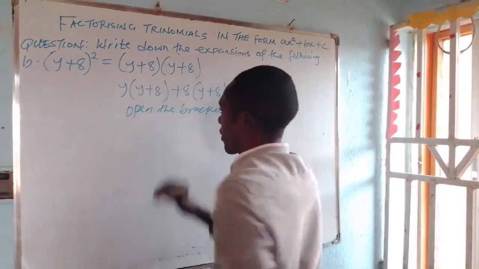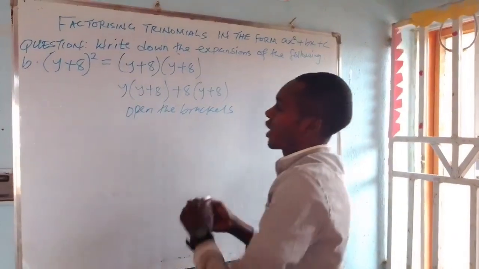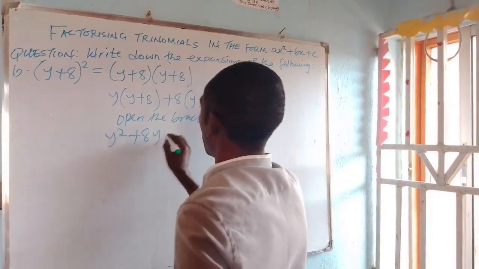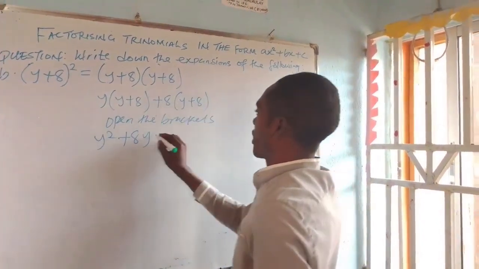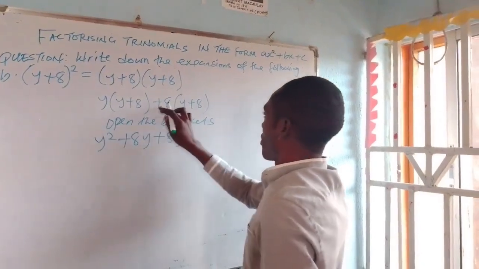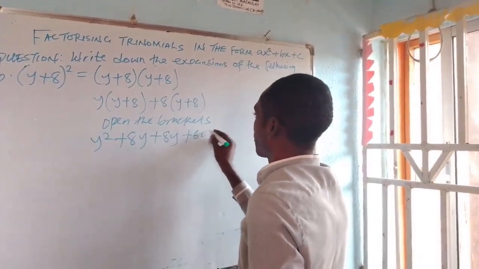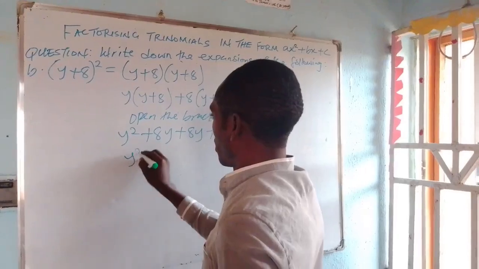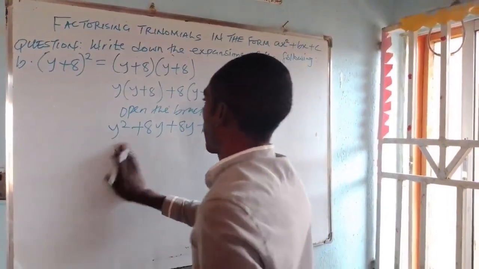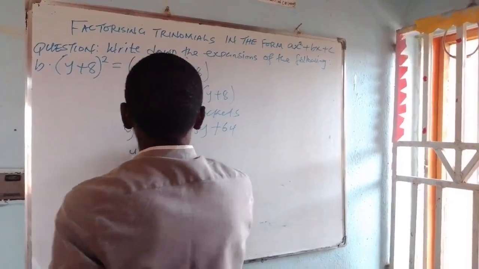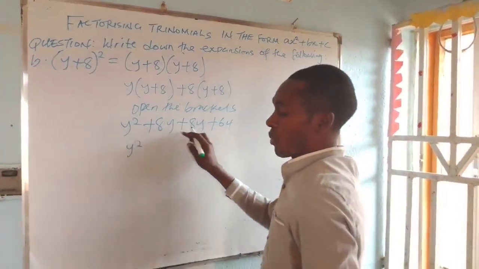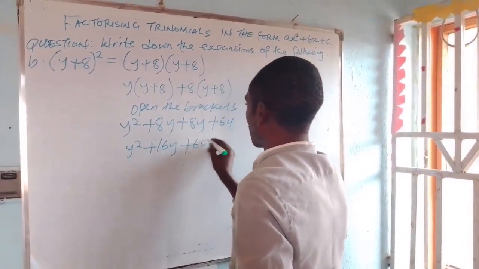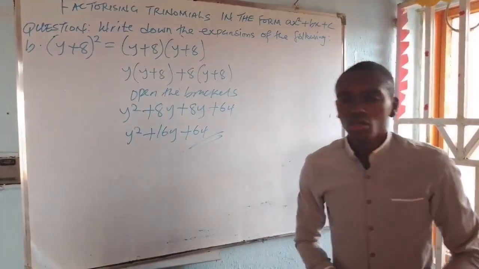So we use y times y is y squared. Y times plus 8 is plus 8y. The next one, plus 8 times y is plus 8y. The next one, plus 8 times plus 8 is plus 64. So we collect the like terms. We already have like terms, so we carry out the next operation. We have y squared, plus 8y plus 8y is plus 16y. Then plus 64. So this is the solution to this question.